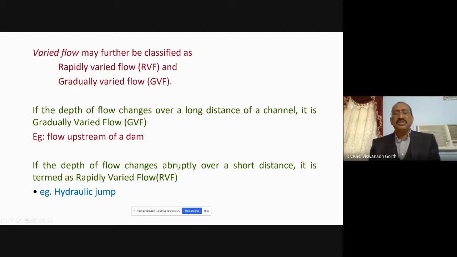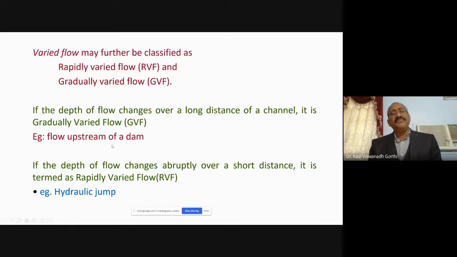If the depth of flow is changing abruptly over a very short distance, it is called rapidly varied flow. An example of rapidly varied flow is a hydraulic jump. Particularly, you must have seen when the gates are opened during the flood period for any dam structure, a huge quantity of water, a huge discharge, comes out from the reservoir to the downstream portion, and the variation in the depths of flow is so rapid that it is called a hydraulic jump.